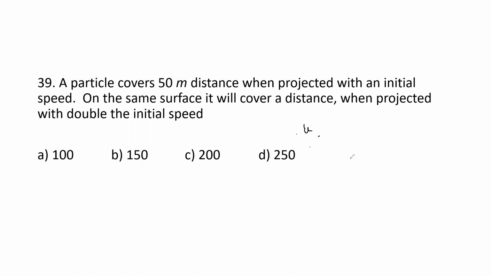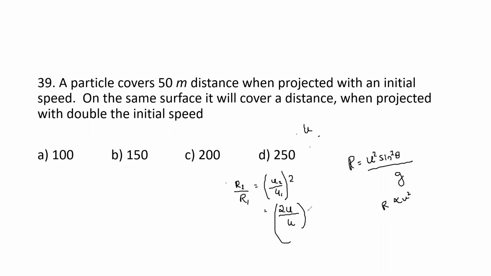So let us calculate. The range is equal to u square sine square theta divided by g. Then next, we can see that the range is directly proportional to u square. Therefore we can write R2 divided by R1 is equal to U2 divided by U1 whole square. The speed is doubled, therefore it becomes 2U divided by U, this whole square. So U will get cancelled, therefore we will get 2 square, which is nothing but 4. So R2 divided by R1 is equal to 4.